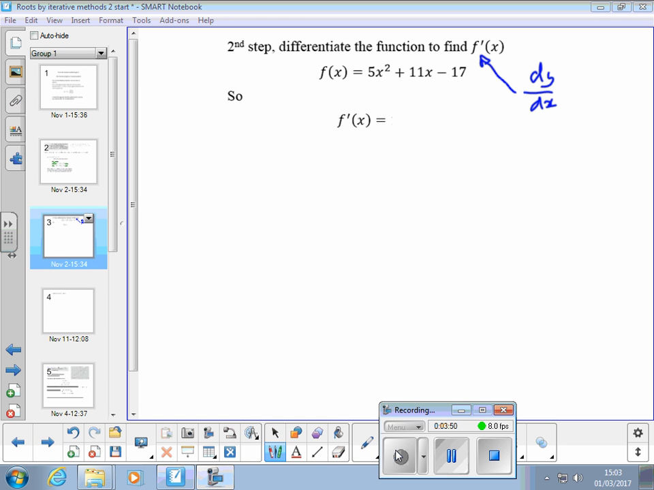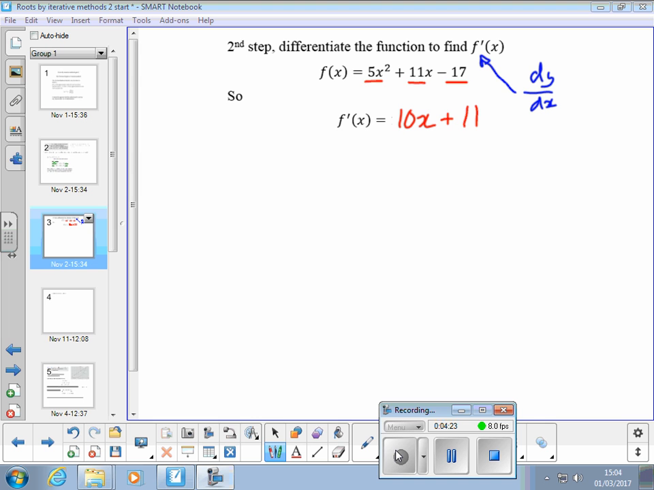Right, so what have we got then? We know that to differentiate this function, that's the sum of three things, so we just differentiate each of them separately. So the differential of 5x squared is 10x. And the differential of 11x is 11. Yeah? Okay. So, from that, we've now got the information we need for the formula.